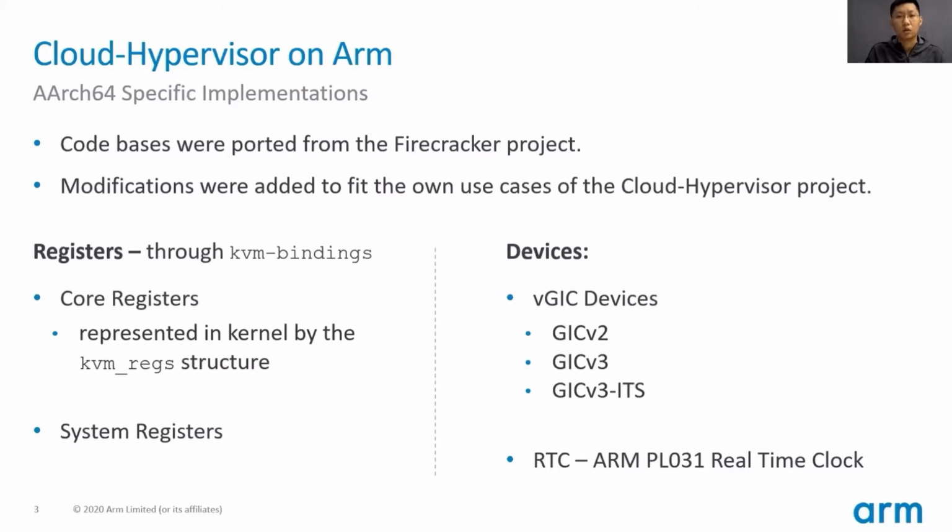Similarly as the Linux kernel, we divided the ARM64 registers into two parts, namely the core registers and the system registers. Key devices for the ARM64 are the VGIC device that manages the interrupt and the RTC device that provides clock. The implementation of VGIC devices are based on the KVM ioctls. GICv2, GICv3, and GICv3 ITS were implemented respectively. The RTC device is implemented through software emulation.